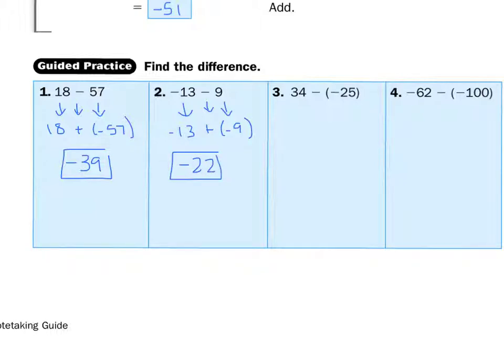And number 3, 34 stays 34. The minus becomes a plus, and the negative 25 becomes a positive 25, and we get 59. And finally, for number 4, the negative 62 stays a negative 62. The minus becomes a plus, and the negative 100 becomes a positive 100, and that will give me 38.